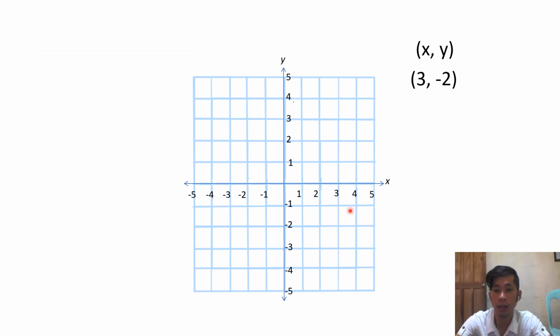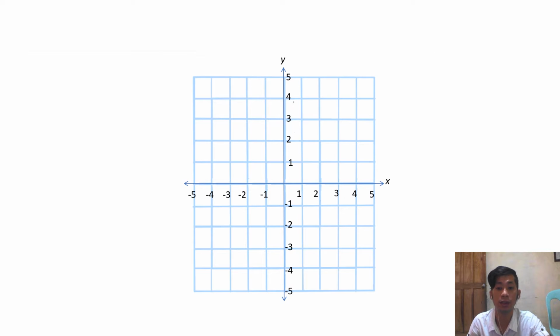Another example. Let's plot (3, -2). Since x is positive 3, you start with 0 first. Then count 3 units to the right side since it is positive: 1, 2, 3. Then since y is negative 2, you count 2 units downward. Kung saan kayo mag-i-stop, doon po kayo magdodraw ng point.